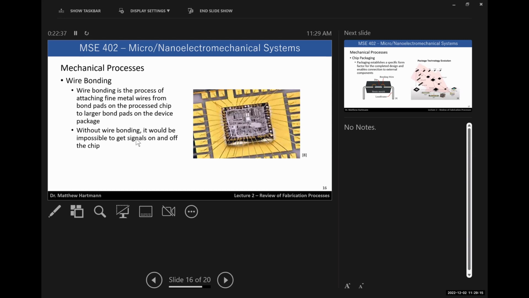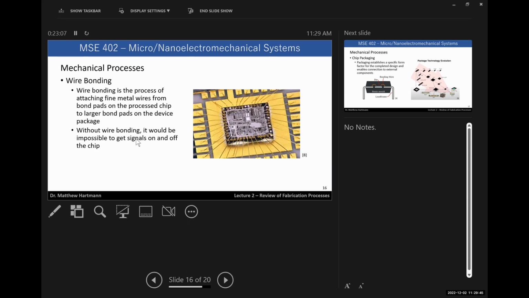Next we have wire bonding. So wire bonding is bonding wires between bonding pads on your chip and in the packaging. It's the only way you can get signals on and off your chip. So effectively, I'm going to call it solder, but that's not the right word. Solder extraordinarily thin wires, smaller than a human hair, between 2 points. So this is done mechanically.